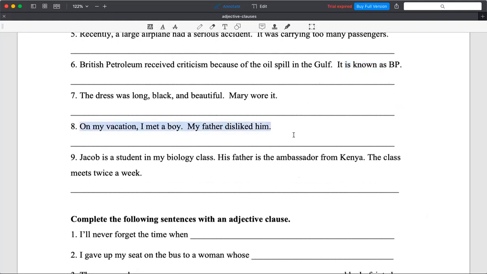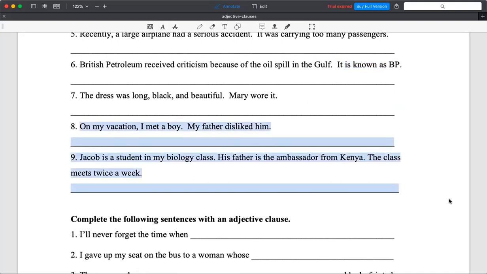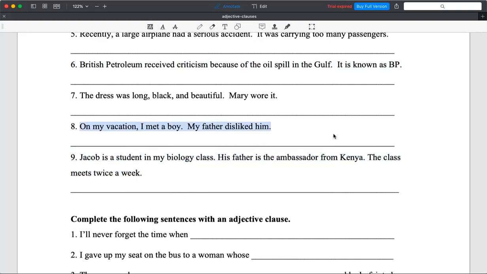William, number 8. On my vacation, I met a boy and my father disliked him. Numbers 8 and 9: my father disliked the boy whom I met on vacation. Very good. And you did 7 and 8, William. You were supposed to do the last 2. Can you also do number 9? Okay. Thank you very much.